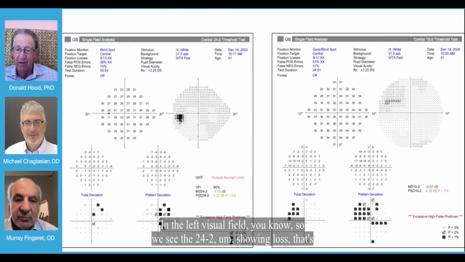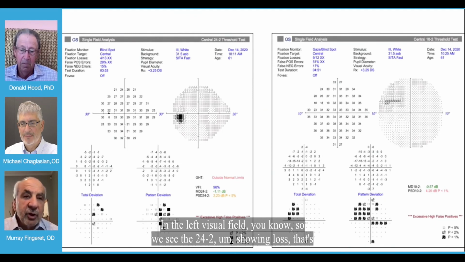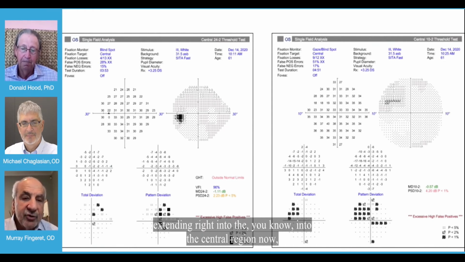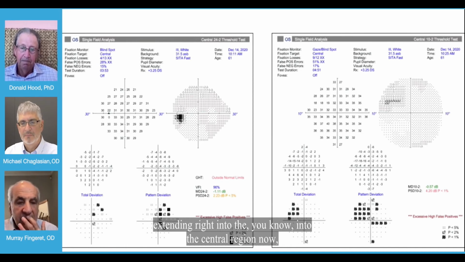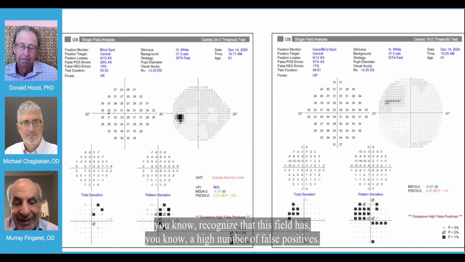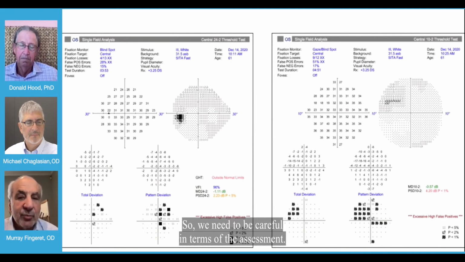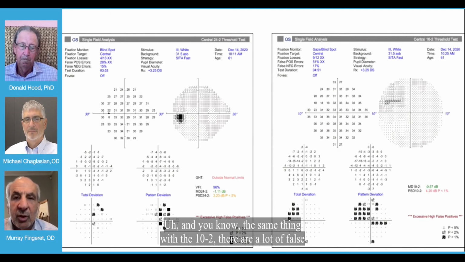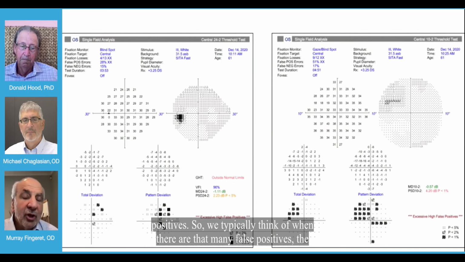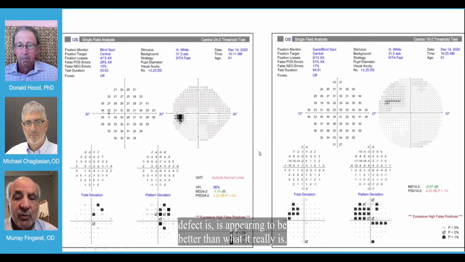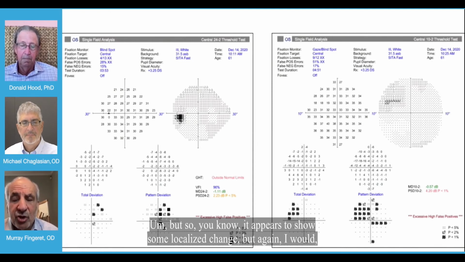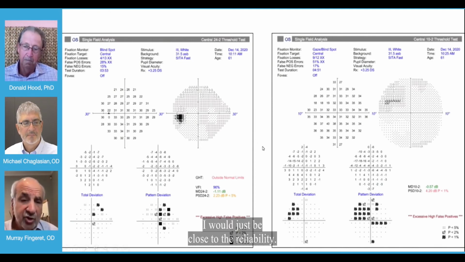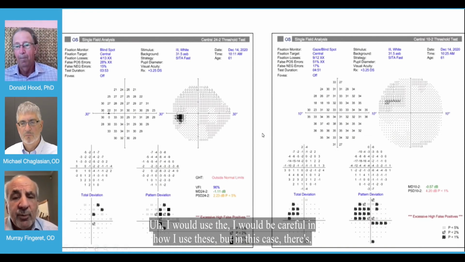And the left eye visual field. In the left eye visual field, we see the 24-2 showing loss that's extending right into the central region. Now, recognize that this field has a high number of false positives, so we need to be careful in terms of the assessment. And the same thing with the 10-2, where there are a lot of false positives. We typically think that when there are that many false positives, the defect is appearing to be better than what it really is. It appears to show some localized change, but again, because of the reliability, I would be careful in how I use these.